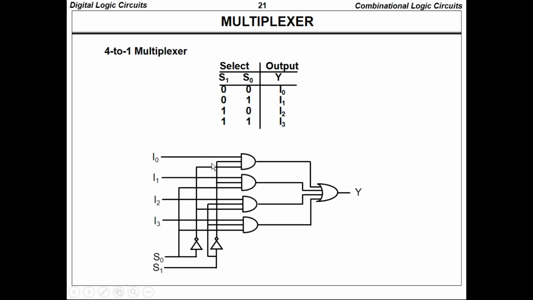And if you consider this logic, for 0 0, S0 bar and S1 bar are connected to the input of the AND gate, and I0 will be connected there. For example, if the I0 value is 0, then 0 will come, and if it is 1, then 1 will come, irrespective of the inputs I1, I2, and I3. So that's why we call the multiplexer a data selector.